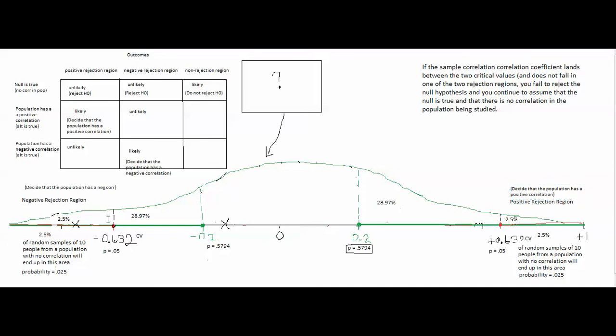If we end up in the negative rejection region, we decide that the population has a negative correlation. If we end up in the positive rejection region, we decide that the population has a positive correlation. If we end up in the non-rejection region, in the middle, we decide to assume that the population has no correlation and that the null is true, because we just don't have enough evidence to say that there's a correlation in the population.